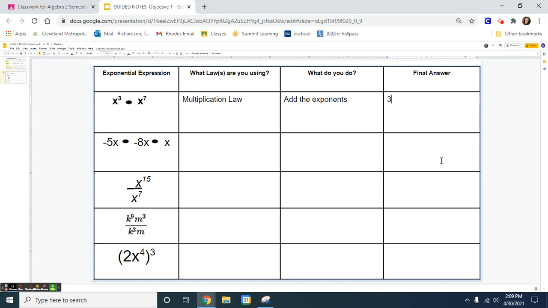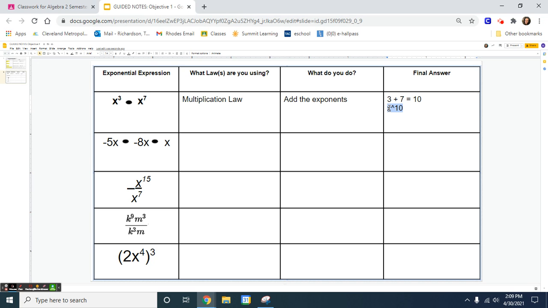Well, that's what I'm going to do. I'm going to take my first exponent, which is 3, add it with my second exponent, which is 7. I get 10. The final answer is x to the 10th. Your final answer is not 10. Your new exponent is 10, so x to the 10th.